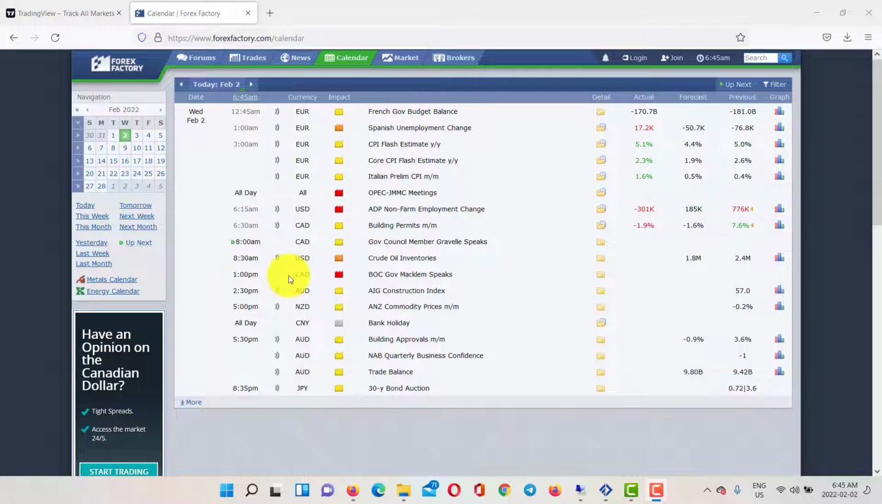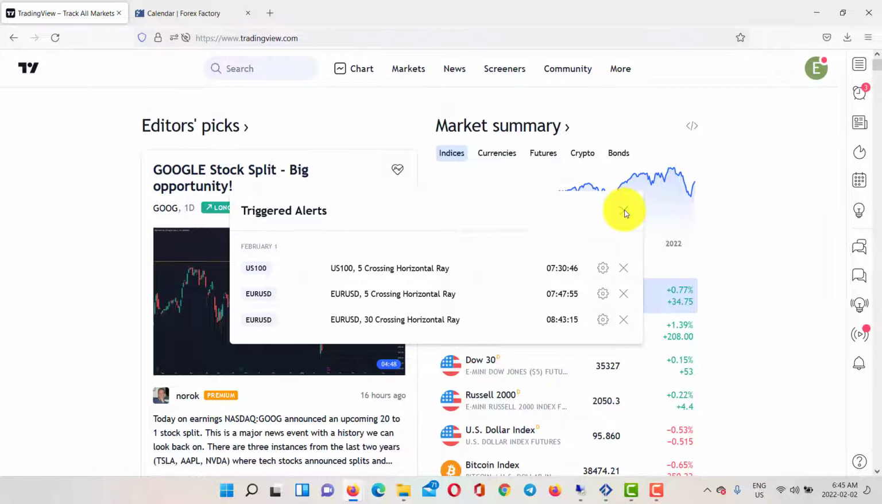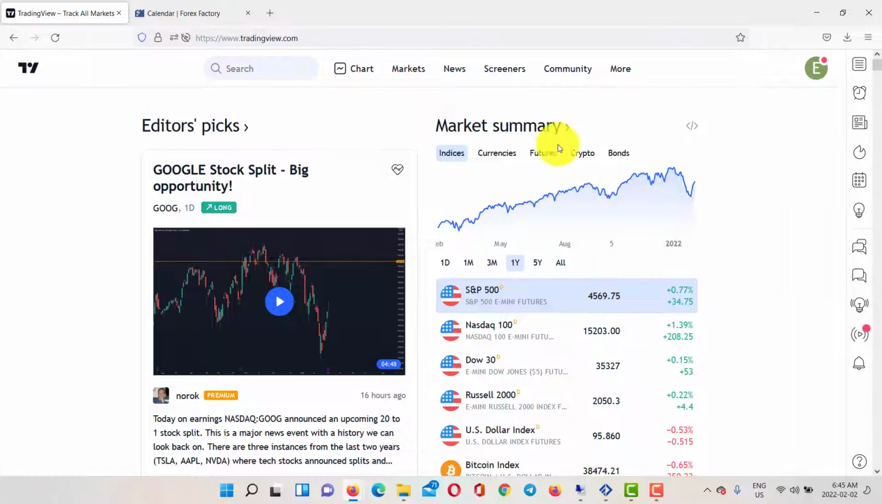And then after that we have this CAT news, which is a very important one. Aussie, New Zealand. Yep, so far so good. So guys, I don't know whether I'm gonna trade or not, but I'm going to analyze everything for you. Let's see how it performs.